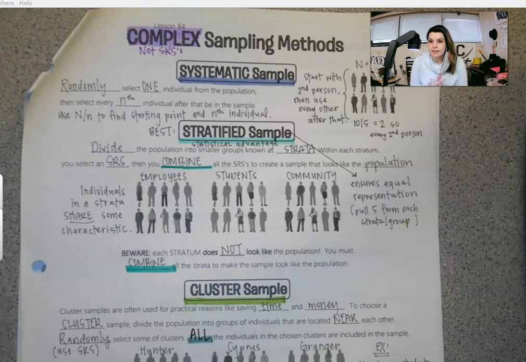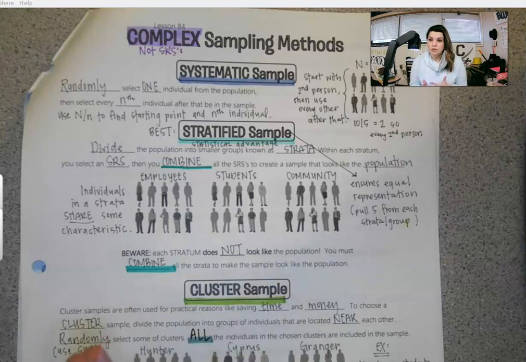Check for understanding Lesson 84. Lesson 84 is our introduction to complex sampling methods. So we started with the two bad ways to sample. We don't want to do convenience sampling, and we don't want to do voluntary response sampling, because those methods often lead to samples that do not represent the population.